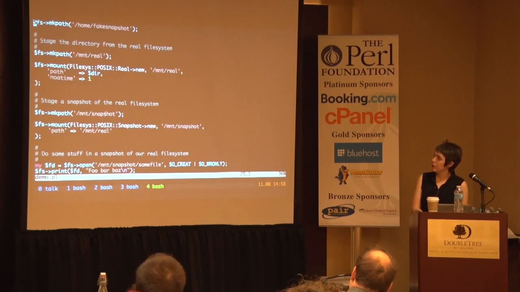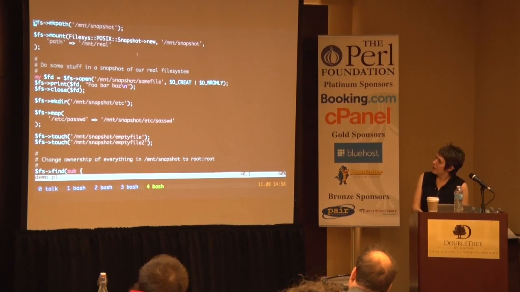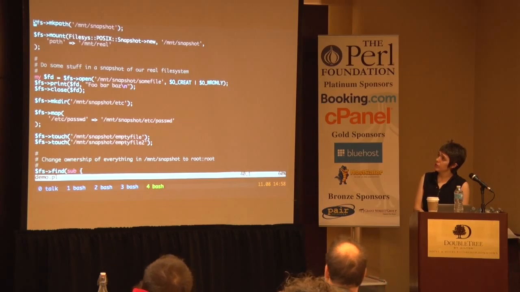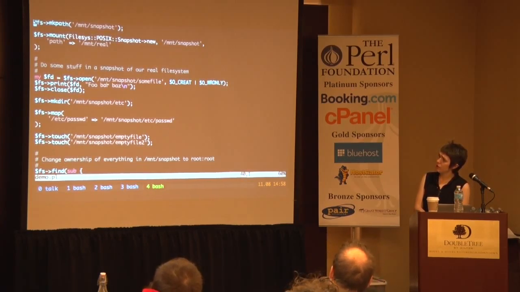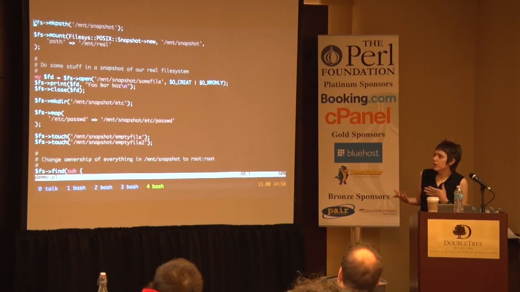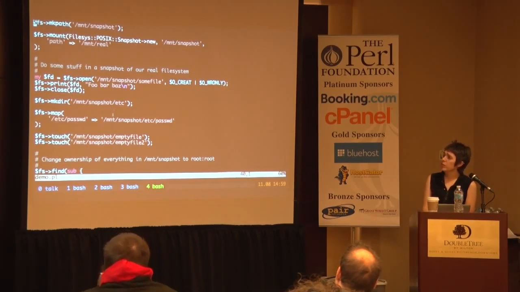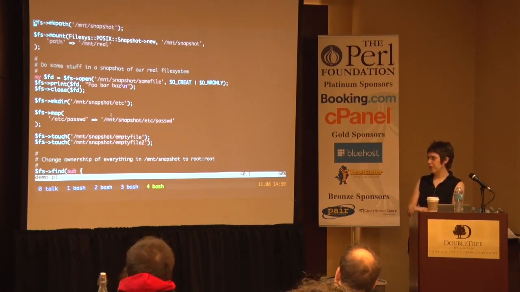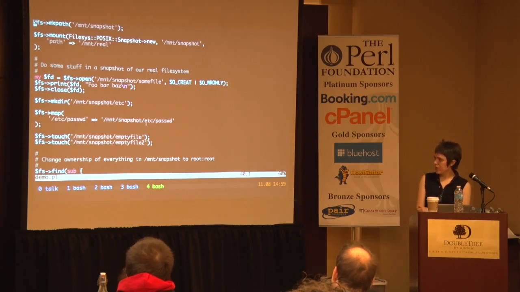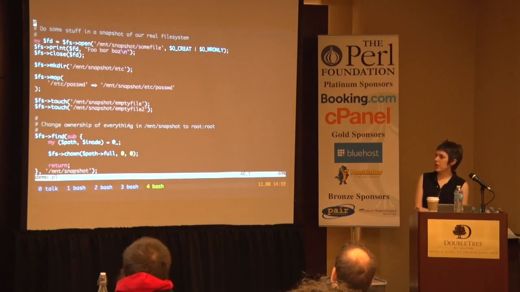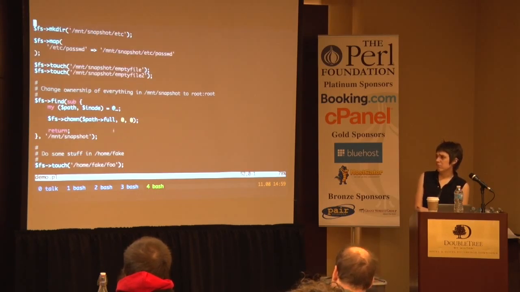So I create the snapshot directory. And then I mount the slash mount slash real directory onto slash mount slash snapshot as a snapshot. I'm going to do some stuff in the snapshot. I create a file called some file. Its contents are just who are guys, close the file. I create in the snapshot the etc directory, and then I map in my real etc password file into mount snapshot etc password. And I create a couple of empty files in the snapshot directory as well. And just for kicks, I'm going to change the ownership of everything in the mount snapshot directory to root.